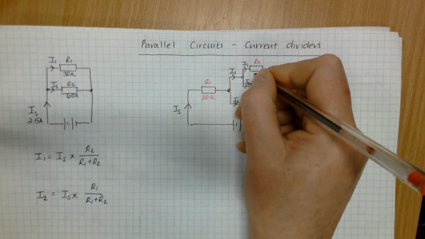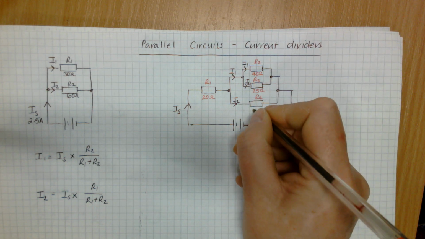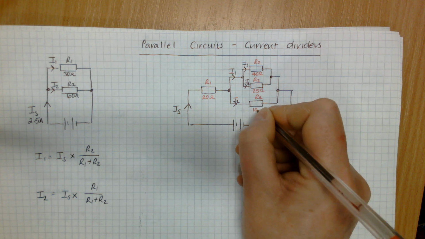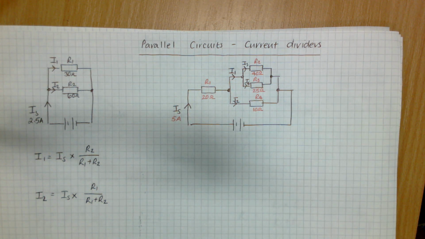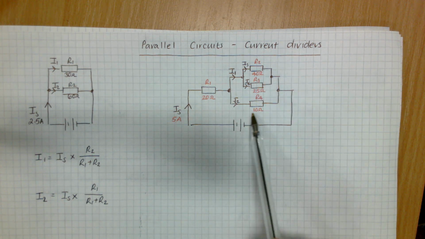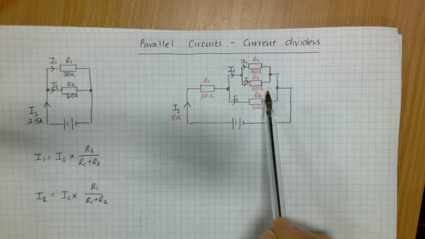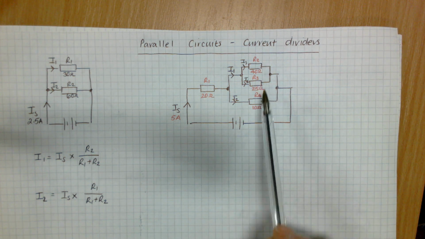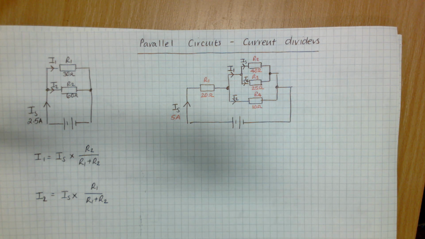So we'll pop some values in here. Okay, so we'll say your supply current there is 5 amps. You've got an R1 of 20 ohms, taking you into this parallel section with a parallel section inside it. So you've got your R2, your R3, your R4. R2 is 40 ohms, R3 is 25, and R4 is 10. Okay, let's have a go at that.